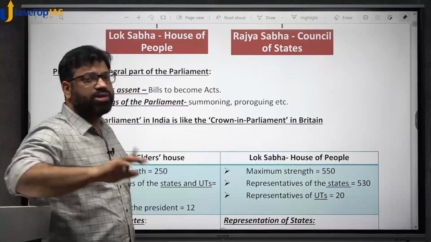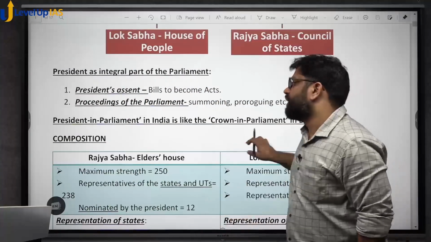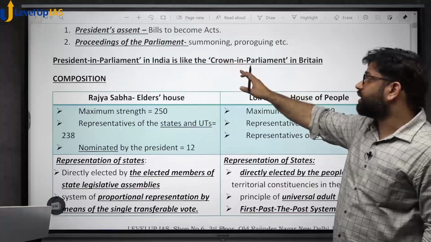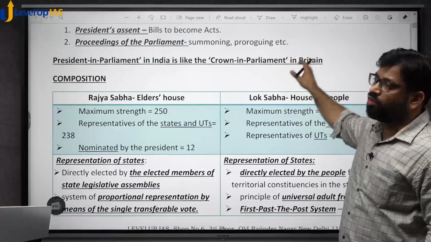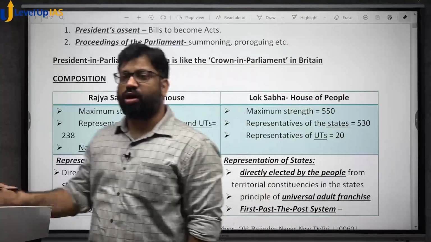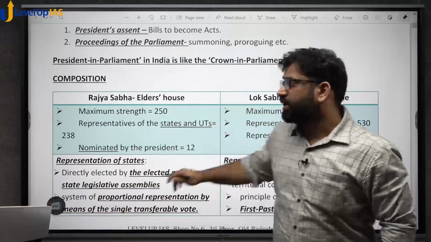It has a historical perspective as well as a functional perspective. Okay, so the president in parliament in India is like the crown in parliament of Britain. Fine, we discussed the authority of the president, so the statement has been taken from that part.